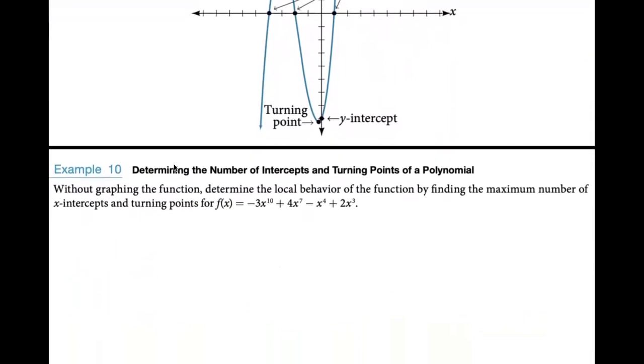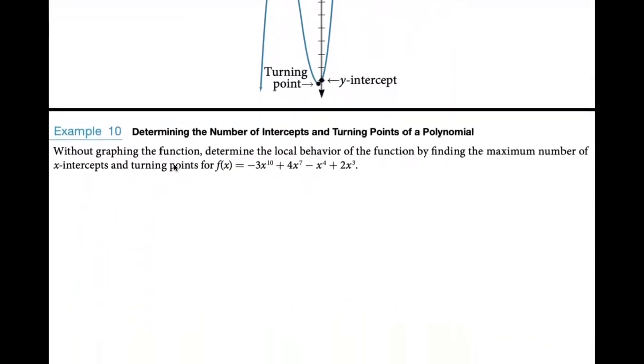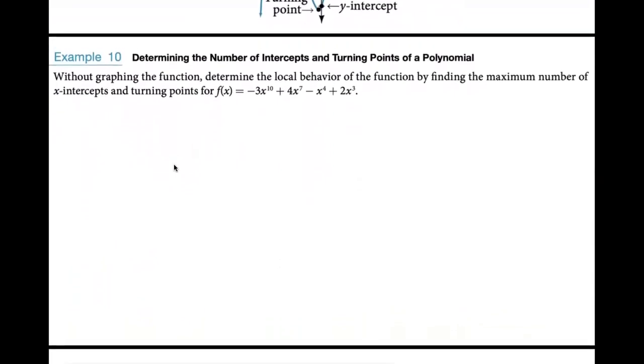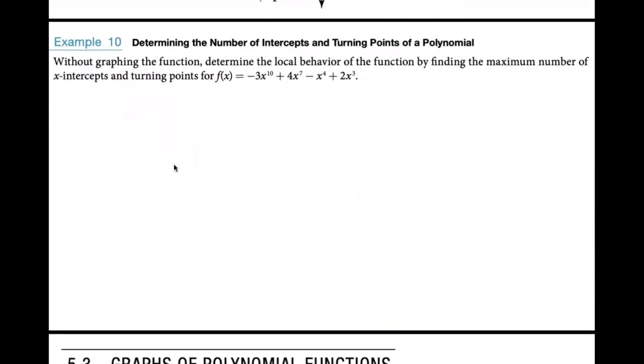So now let's just look at this and try to come up with the behavior of the graph. Find the maximum number of x-intercepts, turning points. We don't need to find the actual x-intercepts, just how many there would be. And just talk about what it would look like just by looking at the graph. So go ahead and pause this and think about how many turning points we might have and what the degree is, and then unpause it and compare.